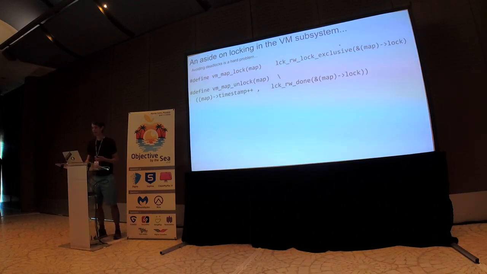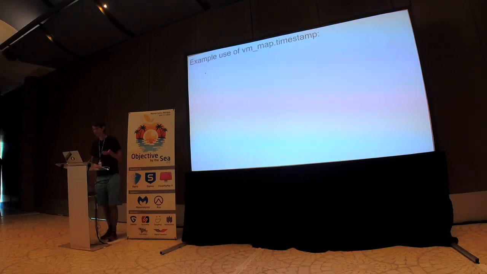So let's look at vm_map_unlock. vm_map_unlock is slightly more curious. Before doing the unlock, it bumps up this timestamp counter and then drops the lock. This is a uint32_t, not really relevant for the bug I'm going to talk about, but very relevant for why none of this is really fixed. So why do they even have that timestamp counter there, and what's it being used for? Remember, avoiding deadlocks is a hard problem. So let's look at an example case of the usage of vm_map.timestamp.